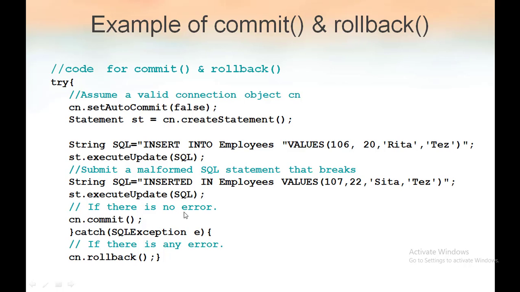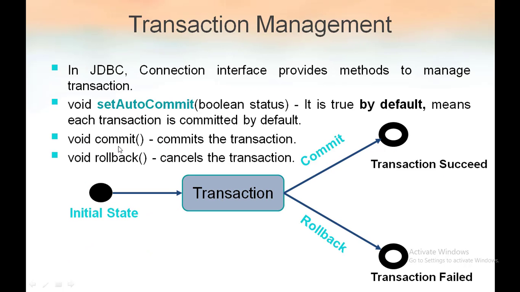If there is no error, then the cn.commit method will run. If in this code any error is found, the execution of the program goes to the catch statement and it will run the cn.rollback method. The commit method we are using to commit all the transactions. If we find any error, then the rollback statement will run. As we saw in the previous slide, the commit method commits the transaction. If there is any error in the commit statement, then the rollback method cancels all the transactions.